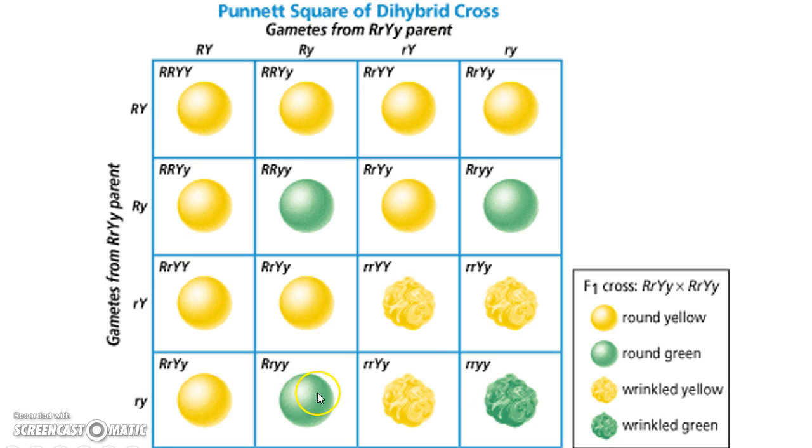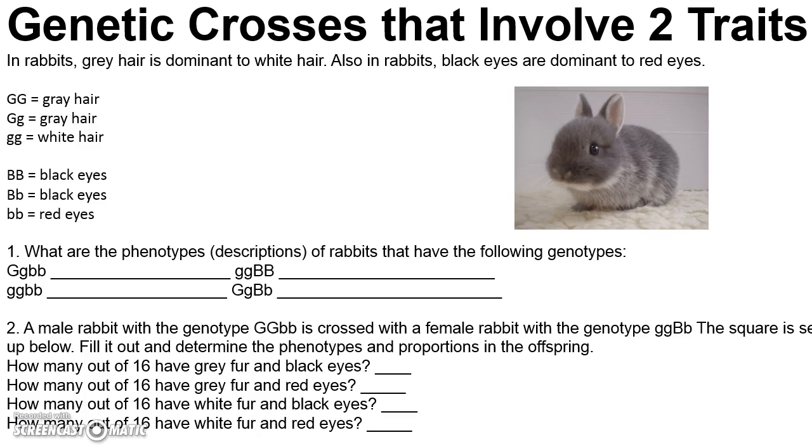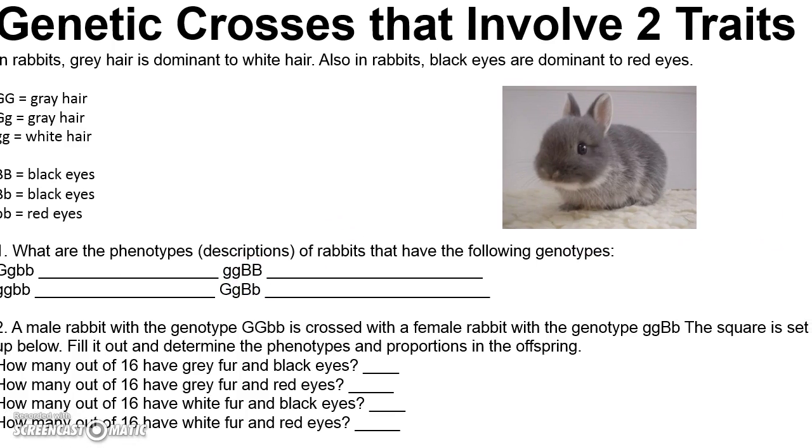Okay, the next slide is going to be practice for you. Okay, ladies and gentlemen, here is your cross that involves 2 traits. In rabbits, gray hair is dominant to white hair. Also in rabbits, black eyes are dominant to red eyes. So you are crossing 2 traits at the same time, 16 squares, and please answer the questions that are on the slide and take a moment just to appreciate how absolutely adorable this cute little bunny is.